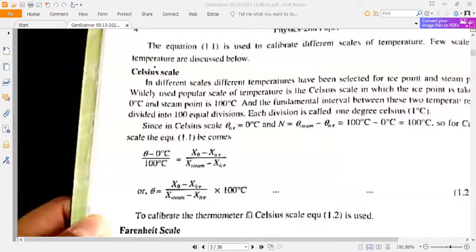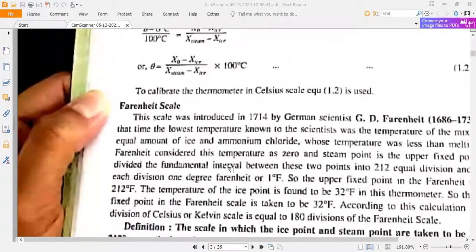Sir, is theta relative humidity? Theta is the temperature in Celsius scale. Our target is to calculate the temperature. This equation is kind of similar to a calculation that we used to do while calculating the relative humidity. It is similar, but not that actually. Okay, sir. Okay.